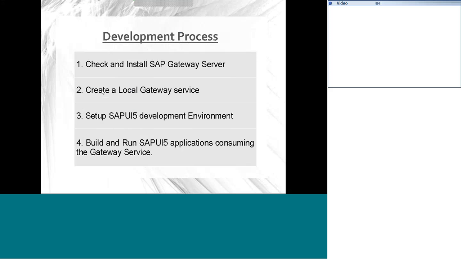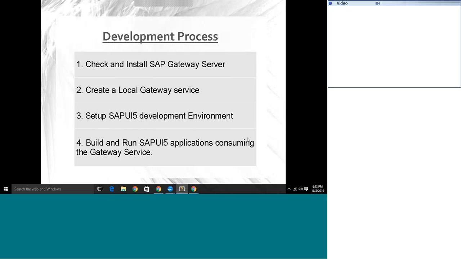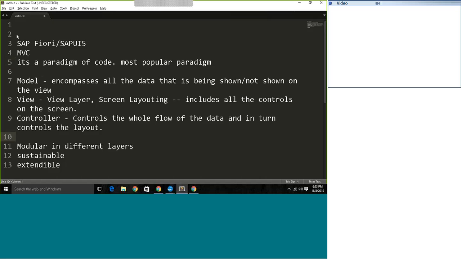So you would have your local gateway service. I will explain to you what exactly gateway is all about, and you will now have to create your own SAP UI5 development environment. You can use WebIDE, and you can also use your own local machines or local systems. I generally use Sublime Text to create any of the apps that I want.